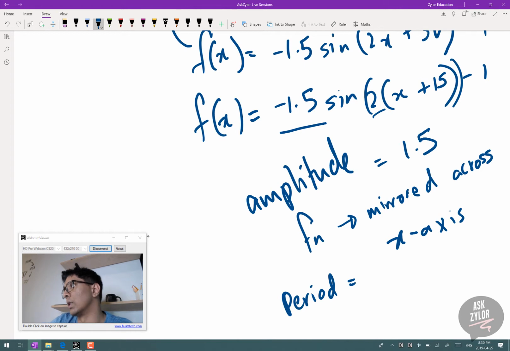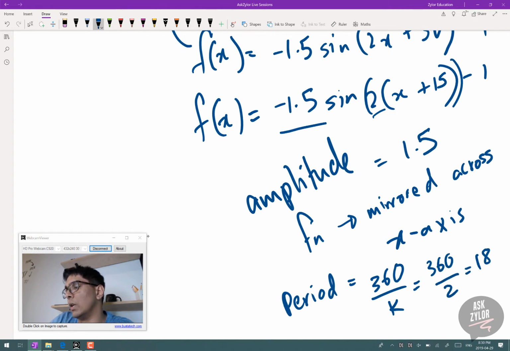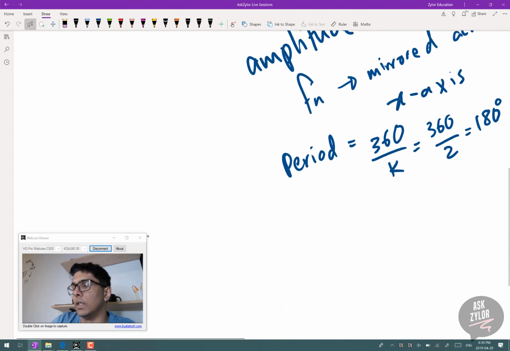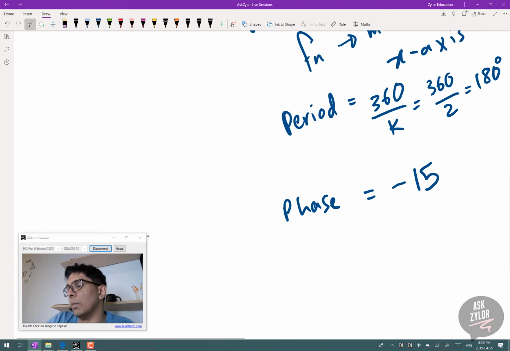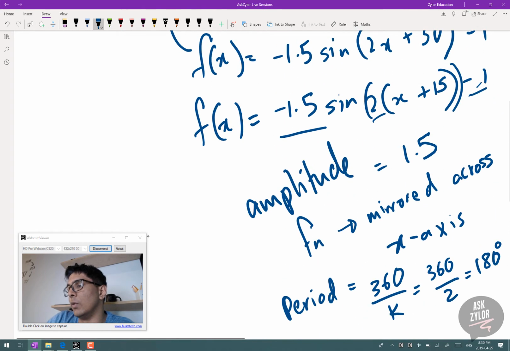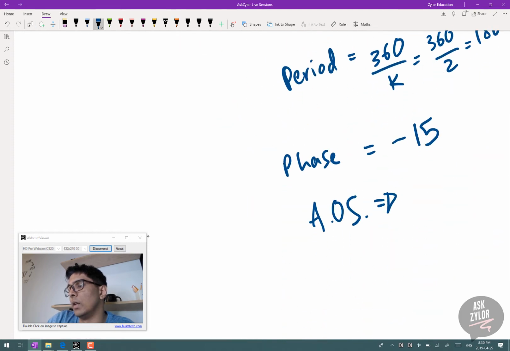k value, which in this case is 2. So I can find the period by doing 360 over k. In other words, it's going to be 360 over 2, which gives me 180 degrees as my period. And my phase shift is plus 15, so it's just going to be the negative of that, so it's going to be minus 15. And my axis of symmetry is going to be my c value, which is negative 1. So it's going to have an axis of symmetry of y is equal to negative 1.